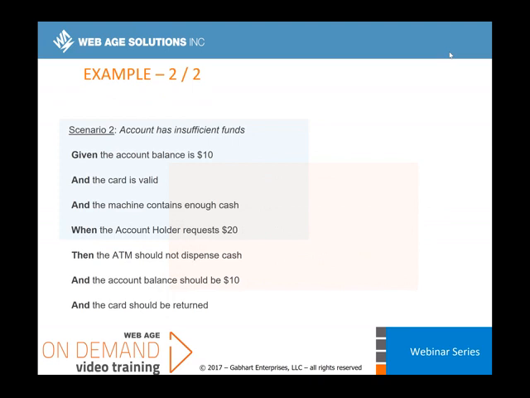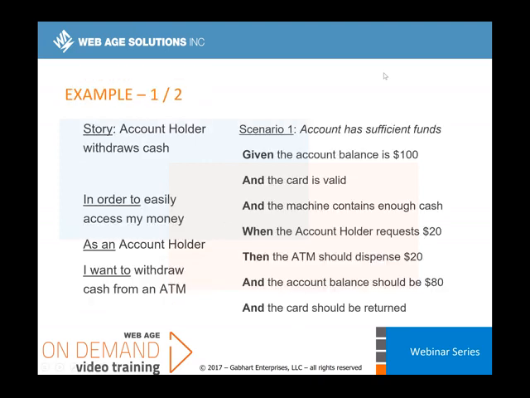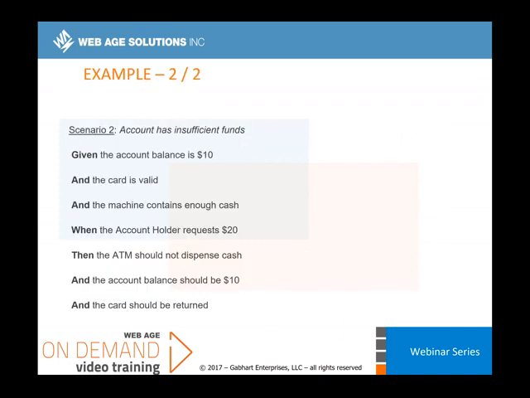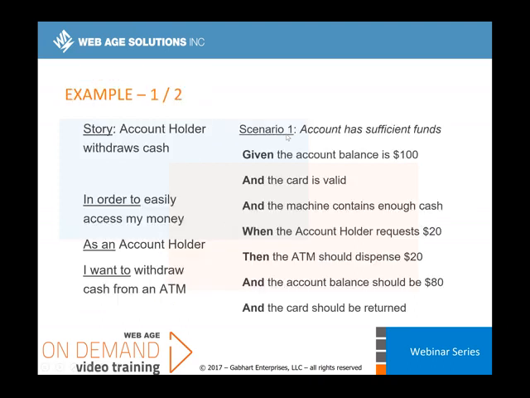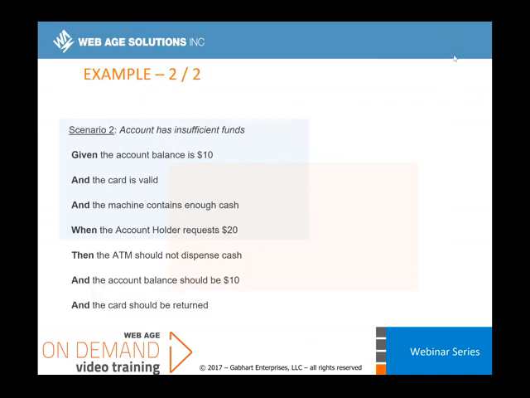So here we've got a set of givens, two of which are similar to what we had before, right? If we were to walk it back, we'd go, yeah, card being valid, machine containing enough cash, that's the same. What's changed is we have a different balance. What about the action? Well, actually, in both cases, the action is request $20. What's changed is one of the givens has changed, so now requesting $20 becomes a problem because our balance is only $10. And so our thens change because it's a different context, even though it's the same action.